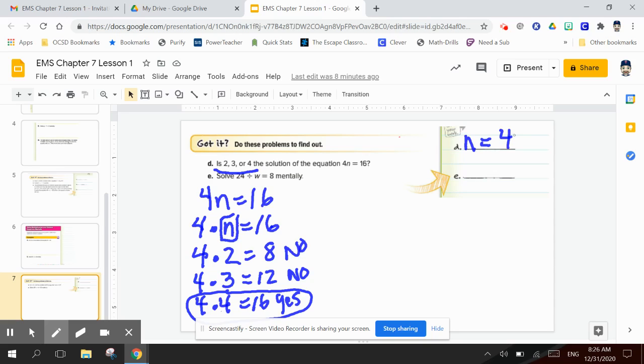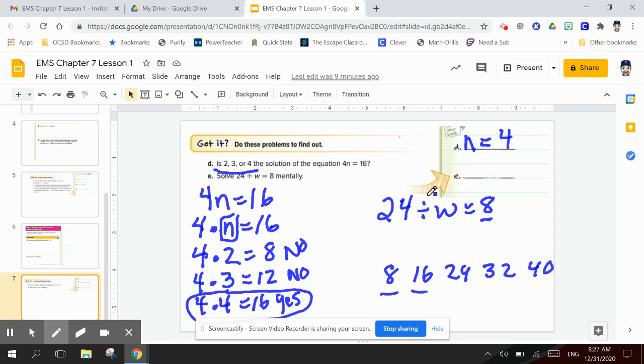And the last one, solve 24 divided by w equals 8. Again, this is my value that I'm trying to find. So if I count by eights, 8, 16, 24, 32, and 40, I can see that there's 1, 2, 3 numbers to get to 24. So w has to equal 3.